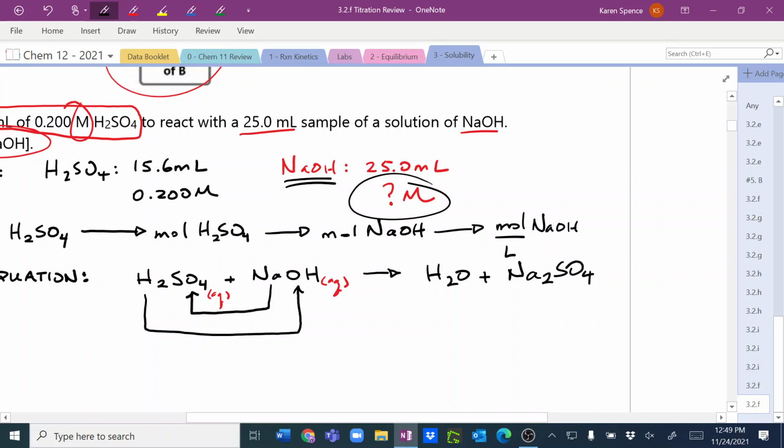So how many hydrogens do we have? 2, so there are 2 in our acid. And how many hydroxides do we have? 1. So what do we need to do with our NaOH to balance this? Remember, you need to make the hydrogens equal the hydroxides. Put a 2. There we go.